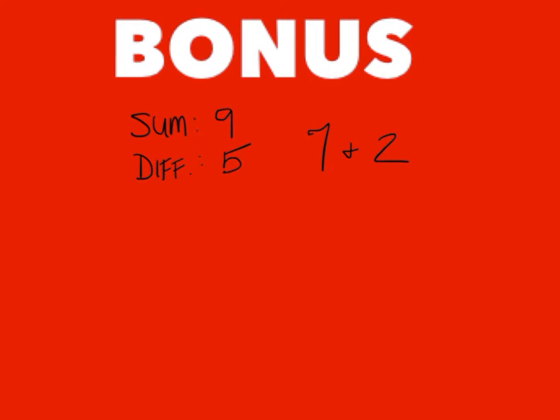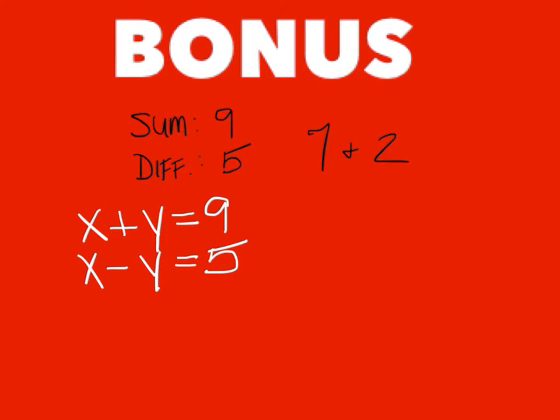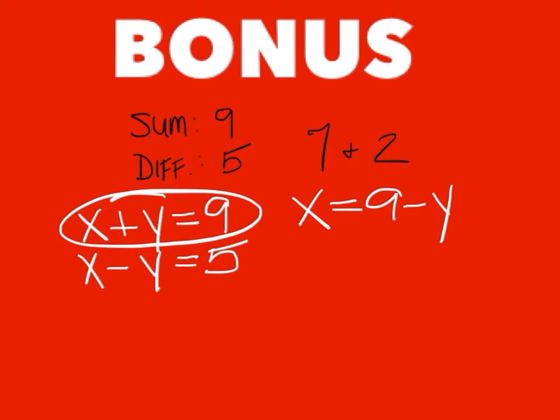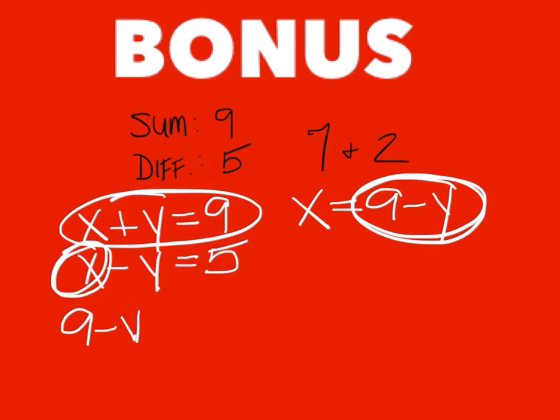Here's how you do the bonus problem. It is x plus y equals 9 and x minus y equals 5. Set one of them by itself, as in solving for a variable. So on the first one, if we isolated x in the first one, we would move y to the right and make it minus y. Since x is equivalent to 9 minus y, I can come over here and substitute that in for x in the other equation.